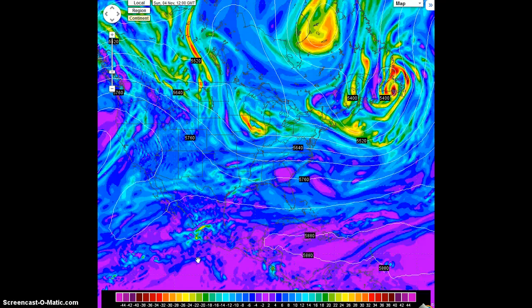I want to call your attention to the European model here. This is the 12Z European that was issued on Sunday morning. And just looking at the upper level pattern here, this is the 500 millibar chart.